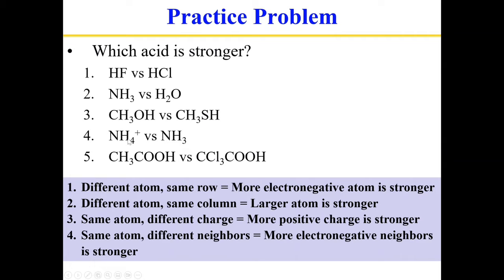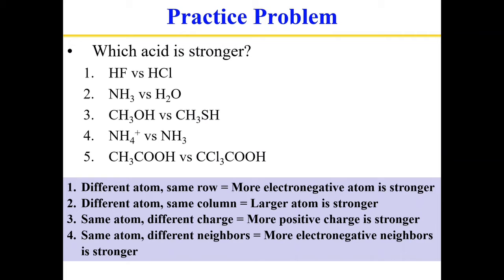Here, the acidic hydrogen in both cases is connected to a nitrogen. So in question number 4, it is the same atom. So we're looking at either category 3 or category 4. Category 3 says that the acidic hydrogen is connected to the same atom, but the charge is different. In this case, the nitrogen on the ammonium has a positive charge, and in ammonia it has a neutral charge. The more positive charge makes for the stronger acid.